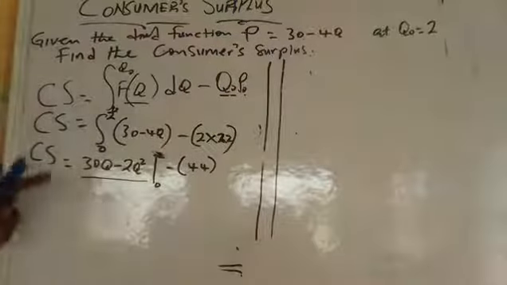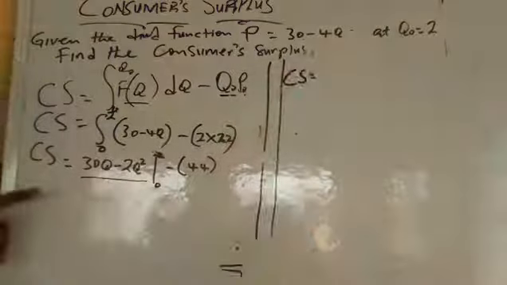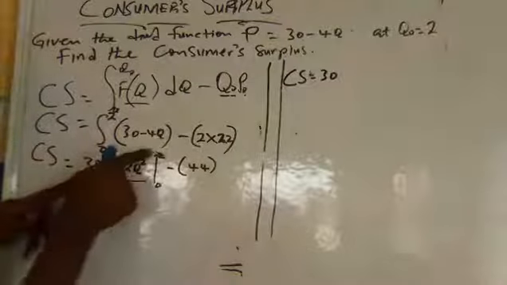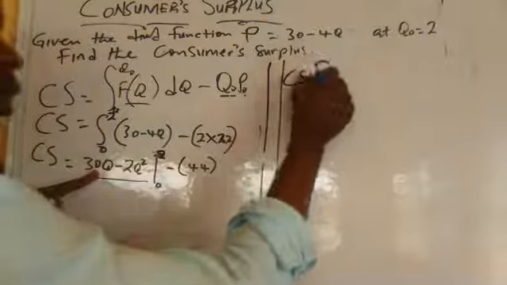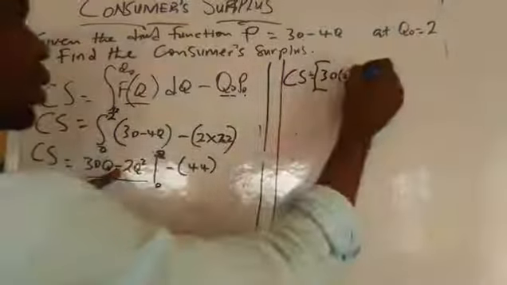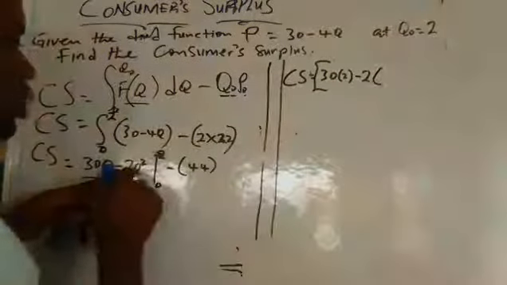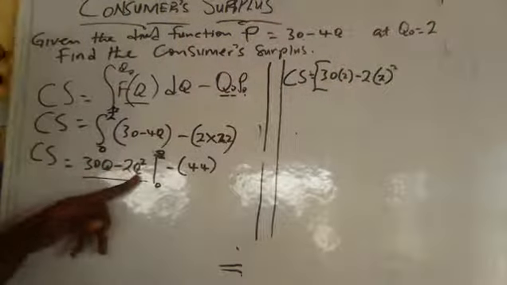Now, I said you are using this value, you are writing it 2 times. Consumer surplus. Let me write this first. 30, and I'm using my upper limit first, 2. So it's going to be 30 brackets 2 minus 2q, and my q is the upper limit, which is 2. Don't forget 2. Can you see it now?